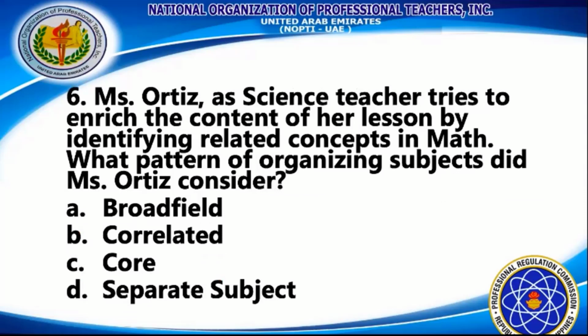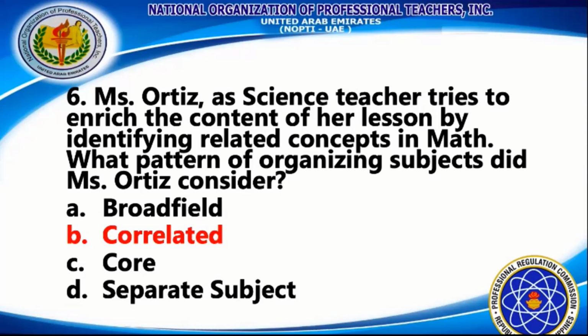Miss Ortiz, a science teacher, tries to enrich the content of her lesson by identifying related concept in math. What pattern of organizing subjects did Miss Ortiz consider? Ito po yun, yung correlation na sinasabi natin, ma'am. Ibang subject siya, pero ini-enrich niya yung subject, yung content ng kanyang lesson by identifying related concepts sa other subject. Kaya, correlate. Kino-correlate niya. So, dito, ang sagot ay correlated. So, it means it comes from a core, kasi correlation. And then, it links separate subjects. The design, just to reduce fragmentation.